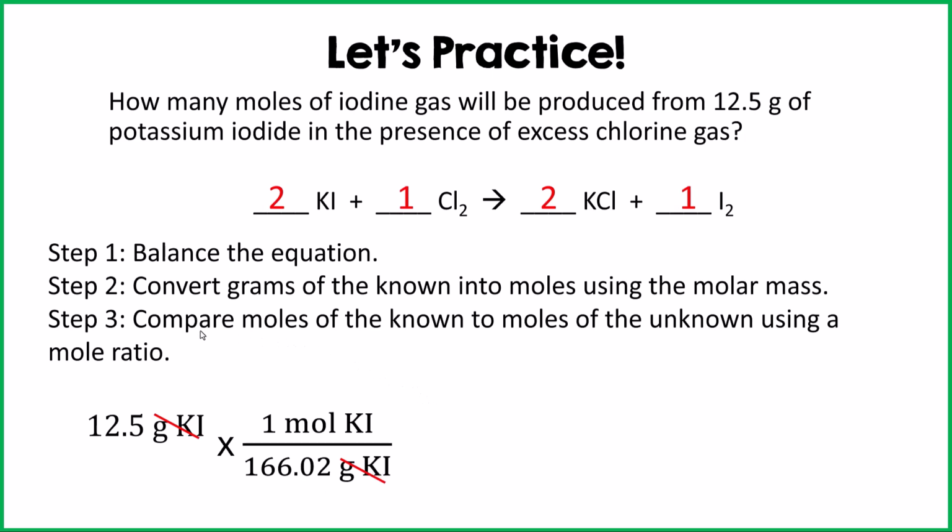And now our third step is to compare the moles of the known substance, here potassium iodide, to the moles of the unknown using a mole ratio. The unknown substance that we want here is iodine gas. How many moles of iodine gas? So that's the one we're trying to get an answer for. So we're going to use a mole ratio to compare 1 mole of potassium iodide and then put the mole ratio here. Potassium iodide should be on the bottom and then iodine gas should be on the top, and use your coefficients to write a mole ratio here.